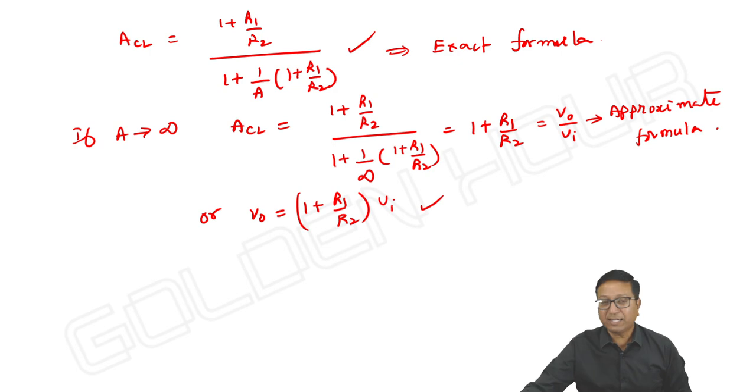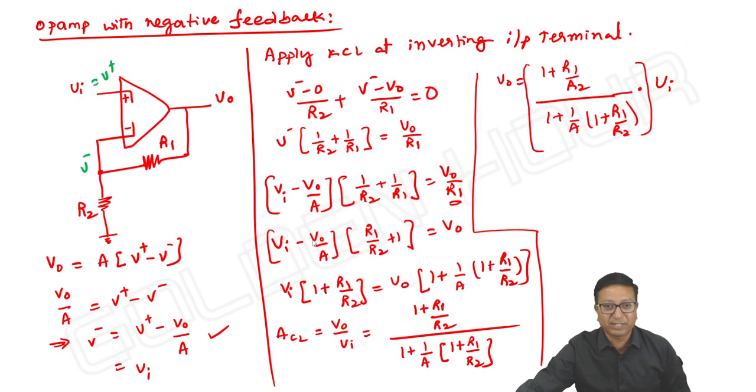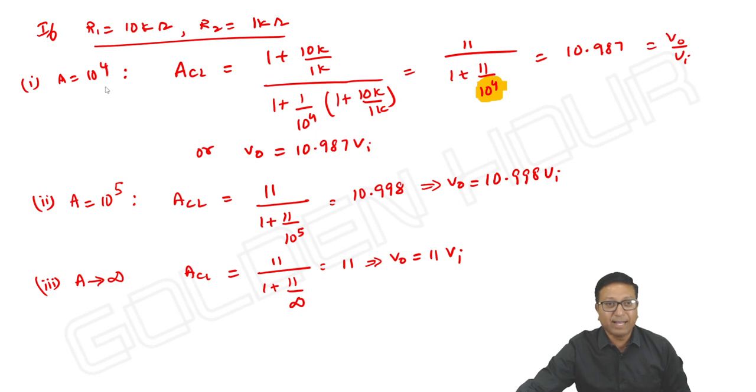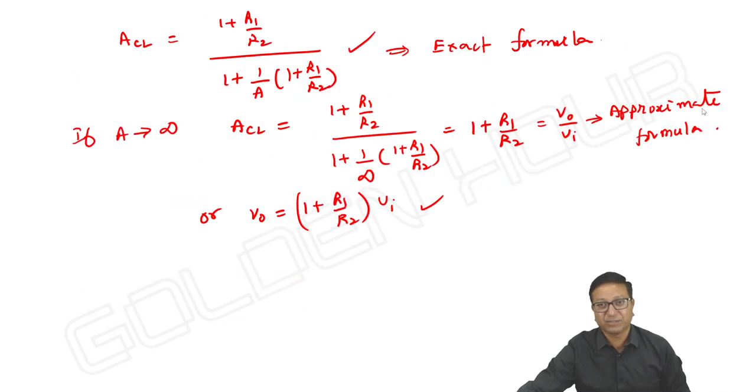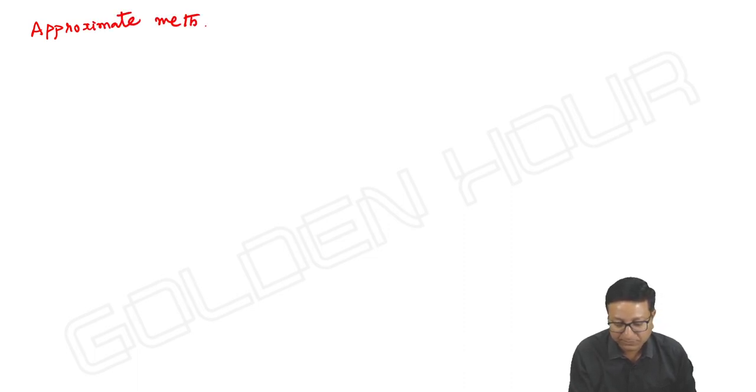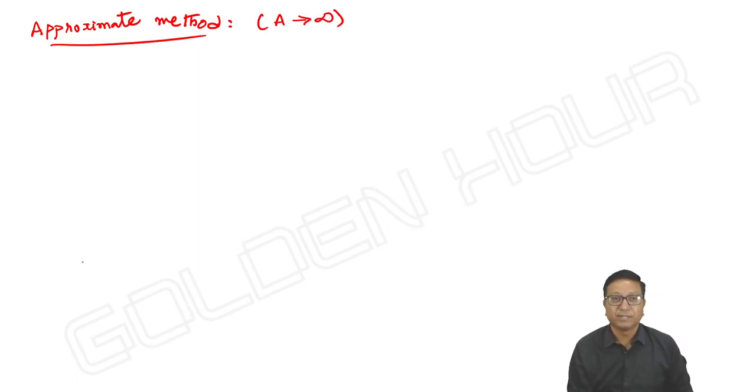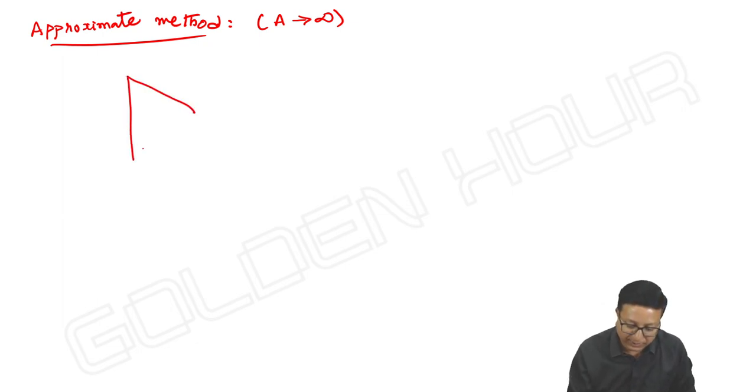Okay. Now, let us consider the same with open loop gain equal to infinity from the beginning. What I did earlier was derive everything, and after deriving everything, I took some values for open loop gain as 10 power 4, 10 power 5, infinity, etc. Let us take open loop gain equal to infinity from the beginning itself. That means I am taking the approximate method. That means the open loop gain is infinite. Then let us take the same circuit.